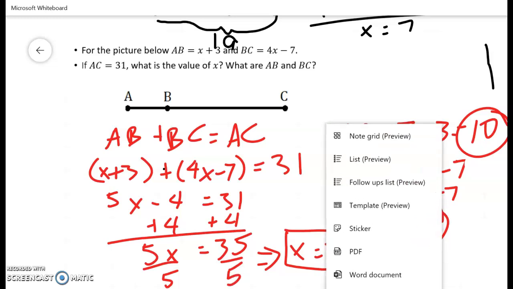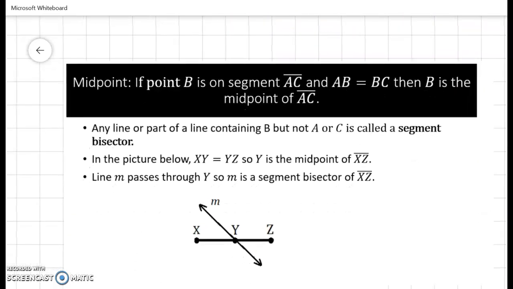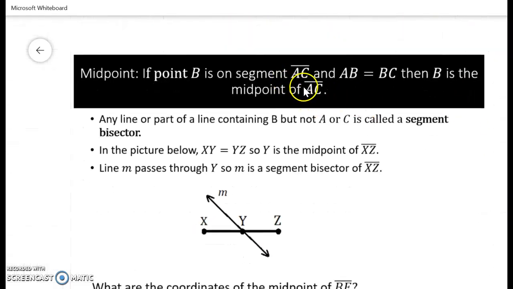Okay. If point B is on segment AC, and AB is equal to BC, then B is the midpoint of AC. Any line, or part of a plane, or part of a line containing B but not AC, is called a segment bisector. We have a picture below where XY is equal to YZ, so Y is the midpoint of XZ. Okay? Line M passes through Y, so M is a segment bisector of XZ.